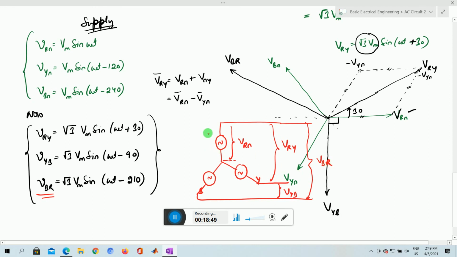So from the supply end, this is the phase voltage. The phase voltage means the voltage across each phase, and the line voltage means the voltage between the lines. What we observe is that between the lines the magnitude is √3 times increased, and the phase voltage and line voltage do not have the same phase. If it is sine omega t, the line voltage leads the phase voltage by an angle of 30 degree.